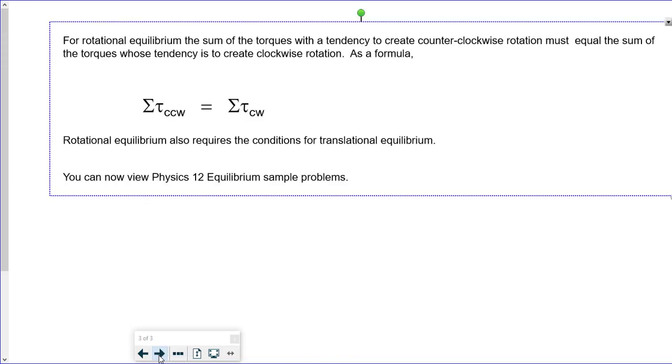For rotational equilibrium, the sum of the torques with a tendency to create counterclockwise rotation must equal the sum of the torques whose tendency is to create clockwise rotation. Rotational equilibrium also requires the conditions for translational equilibrium. You can now view Physics 12 equilibrium sample problems.